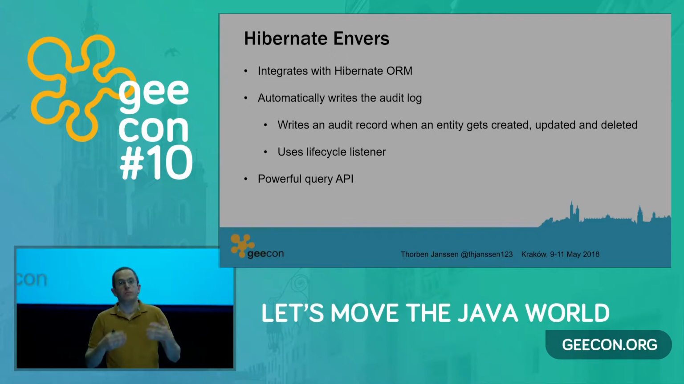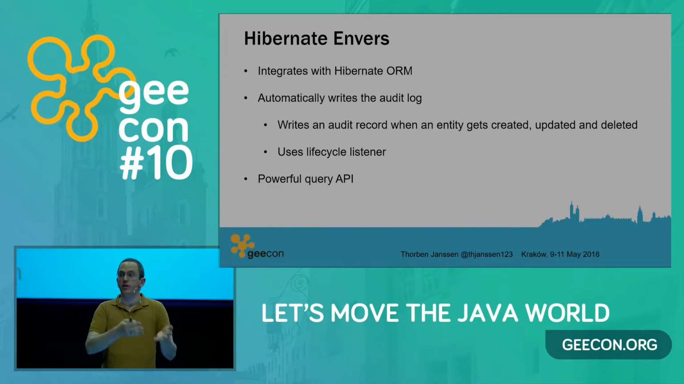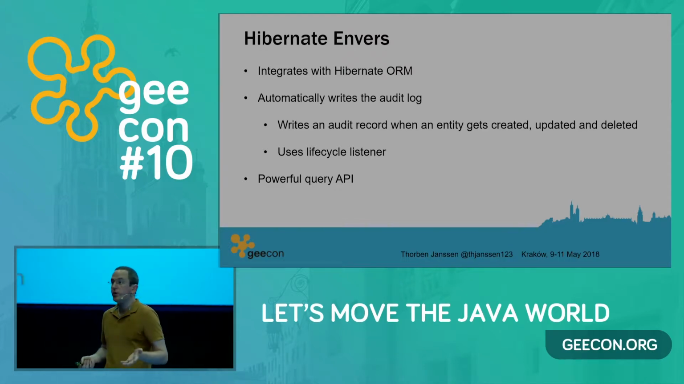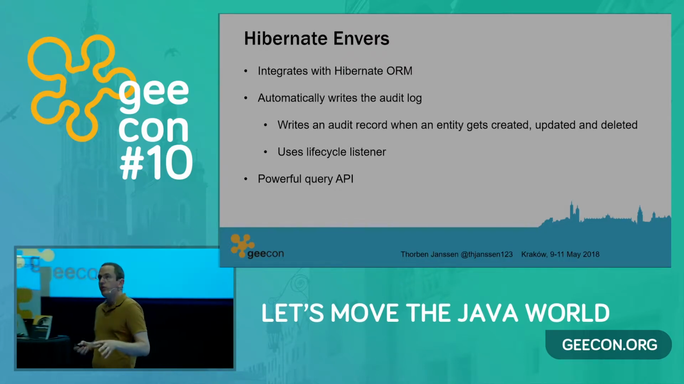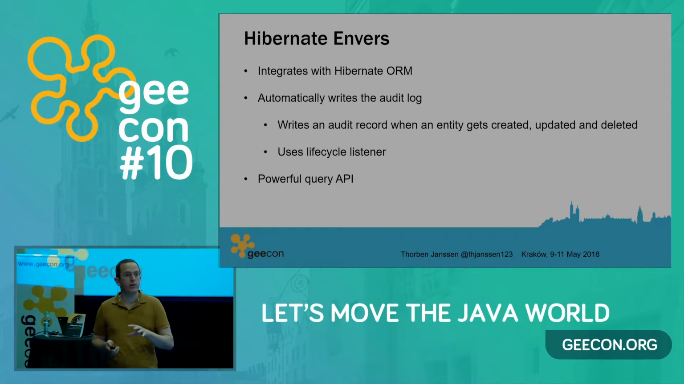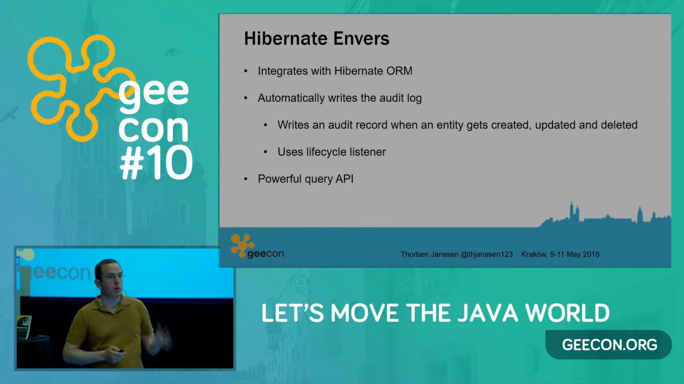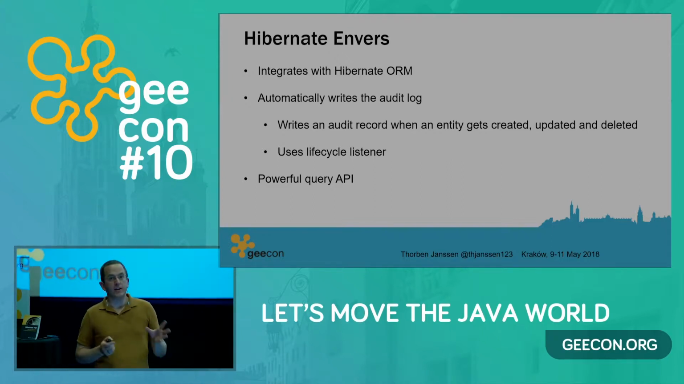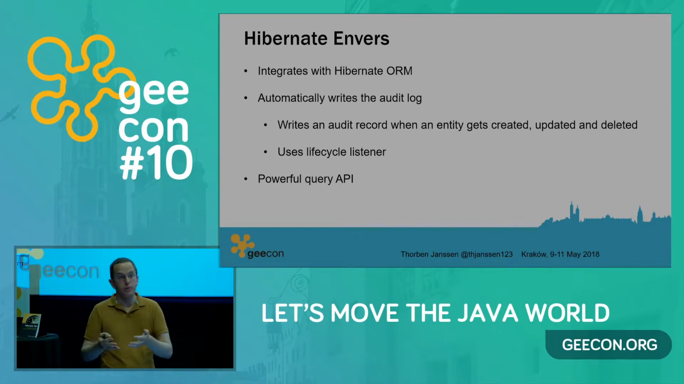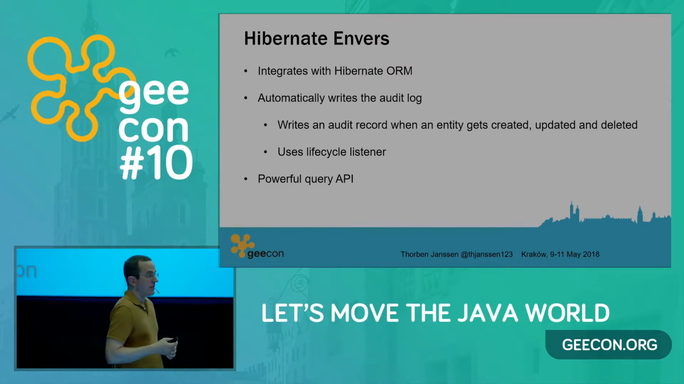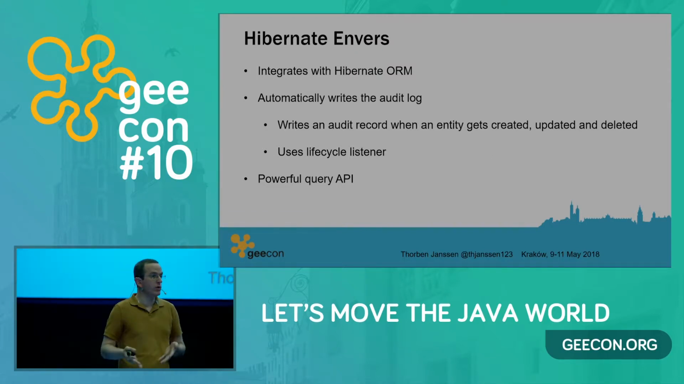But as long as we instantiate a new entity and persist it, or update an existing entity by changing its attributes, or remove an entity via the entity manager, all of these operations can be audited with Hibernate Envers. And besides that, we also get a very powerful query API that allows us to take a look at the audit log, search for specific information within the audit log, and well, basically work with the information that we collected.